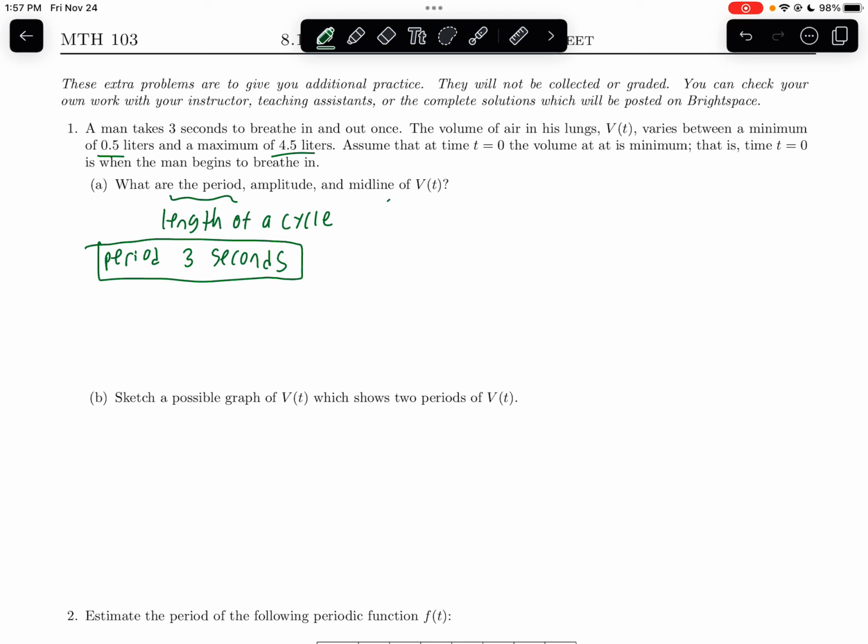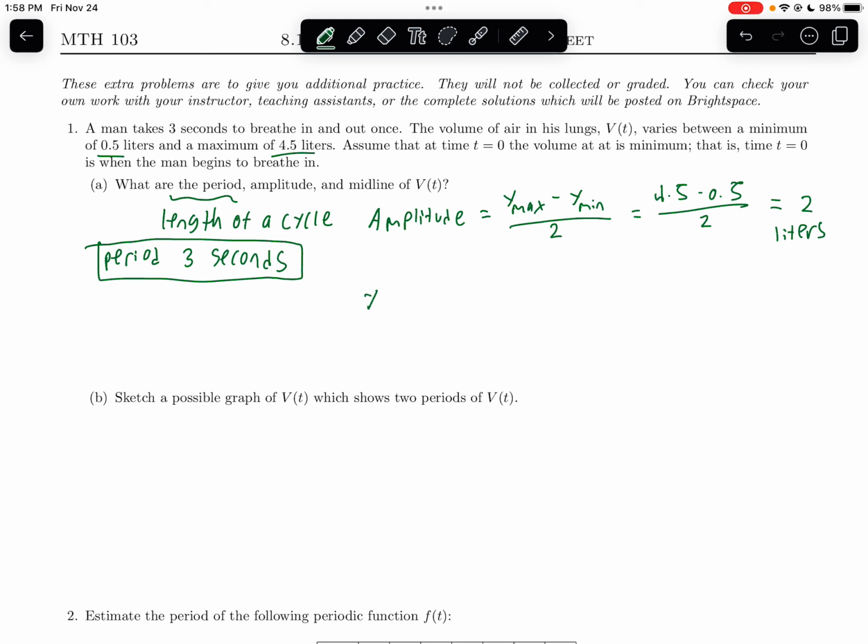The amplitude is defined to be the maximum output value minus the minimum output value divided by 2. So the max here is 4.5. That's just the second sentence. The minimum is 0.5, and divided by 2, that gives you 4/2, or 2, and this has units of the output variable, which is liters here. So the amplitude is 2.